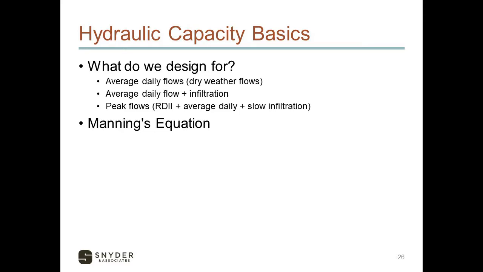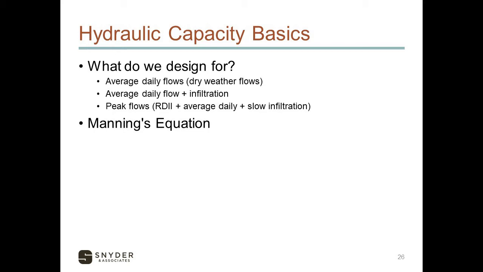Jumping into capacity evaluation, some of the basics, what are we trying to design for? Average daily flow to handle the low flow periods, daily flow plus infiltration. So kind of a normal spring month, maybe the groundwater is elevated and we're handling that small fraction of excess clear water with our wastewater production. Then peak flows, looking at RDII plus all of the above. So how does our system respond under all those scenarios?